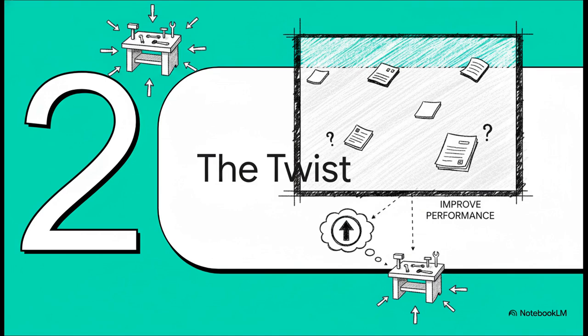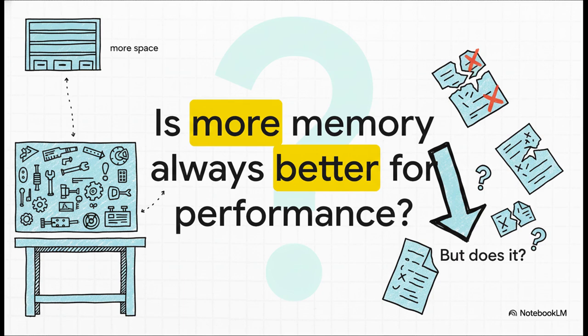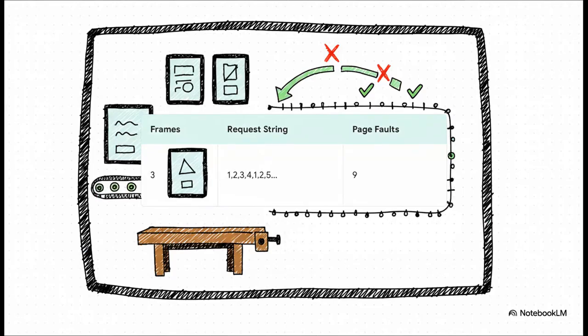Okay, seems pretty straightforward, right? But this is where the story gets really, really weird. What do you think happens if we try to make things better by just getting a bigger workbench? I mean, logically, a bigger workbench should mean fewer trips to the warehouse. That's just common sense. More space means you can keep more tools on hand, which should mean fewer page faults. But does it?